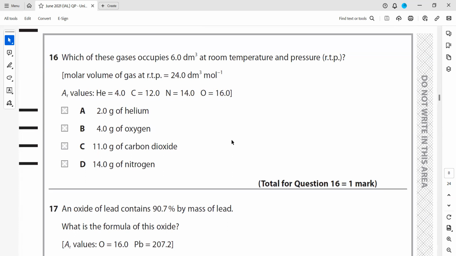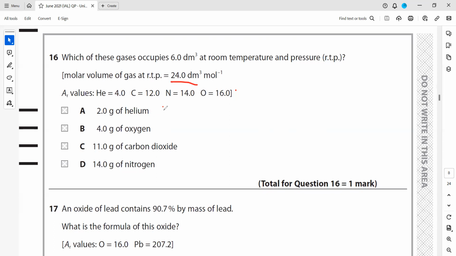In question 16, which of these gases occupy 6 dm cube at room temperature and pressure? First, you have to work out the moles of each gas, and then moles multiplied by molar volume, which is 24.